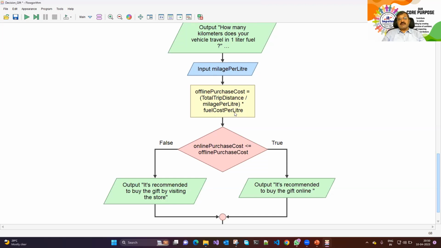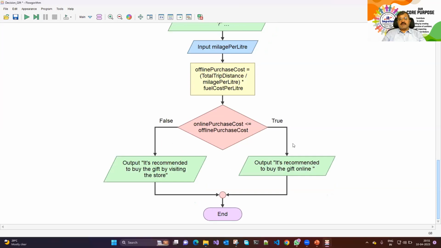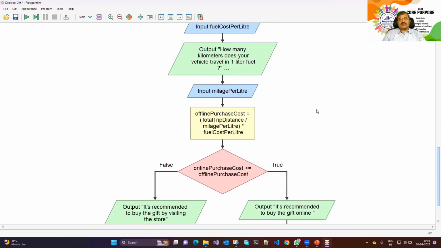Then mileage per liter and divided by, so total trip distance is, suppose, 30 kilometers. 30 kilometers divided by your vehicle's mileage. So that gives you the total fuel that is required, and fuel required into cost of fuel per liter. So that will give the offline purchase cost. So once you get the offline and online purchase cost, we compare them and make a choice and tell it to the user, whatever your choice is.